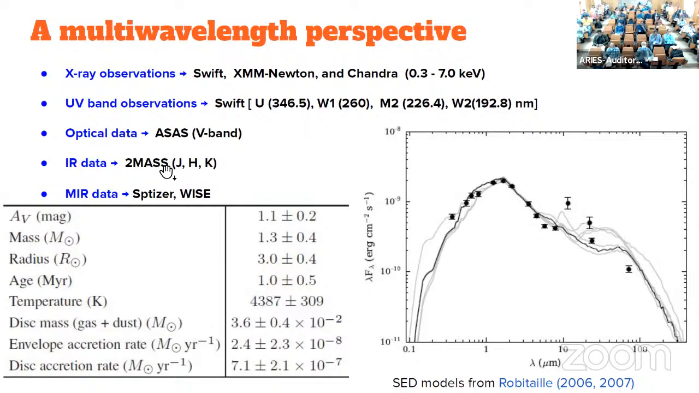And to supplement the IR and mid-infrared data, I made a spectral energy distribution just to check against the CD models of Orbital et al. Then you find these parameters, which are consistent with the literature. The important thing is that AV is 1.1, which is useful for my X-ray spectral modeling. And you see the disk mass and envelope mass separation are of the order of 10 to the power minus 7 to 10 to the power minus 8.